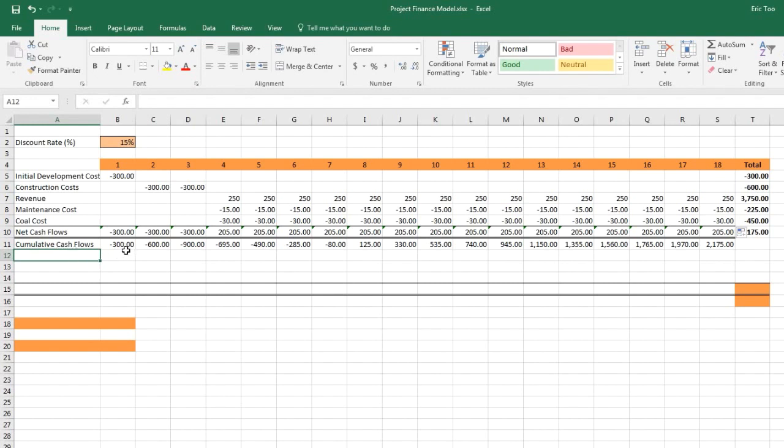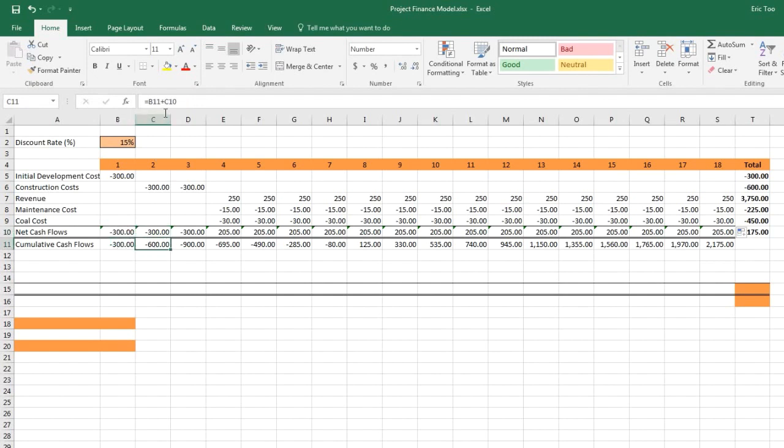Next, we need to work out the cumulative cash flow. The cumulative cash flow is what you incur that year plus what has been accumulated from the year before. For the first year, because there is nothing, it's the first time, it is exactly the same as the year before. In the second year, it should be what we incurred here plus the cash flow before.